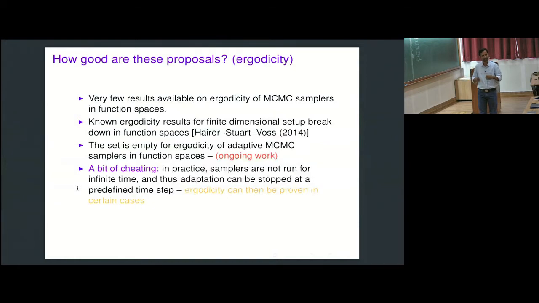You can actually truncate. You can just stop. Adapt for 100 steps and stop, and then let the chain go on from there. So once you have stopped and let the chain go on from there, adaptation is not happening. Therefore, the usual ergodicity type of results can be utilized. So you don't have this problem of uniform in theta ergodicity and so on and so forth. You don't have to deal with them.